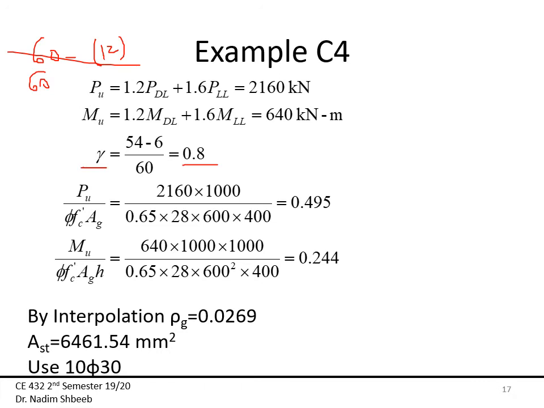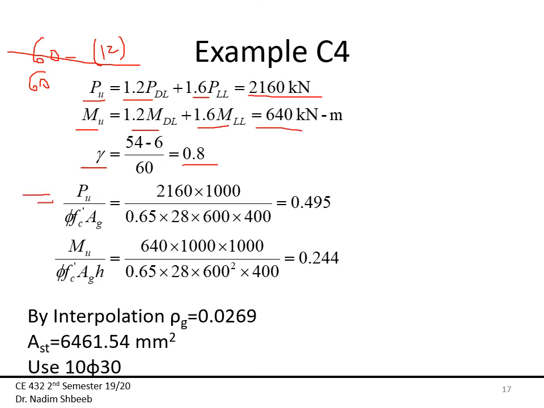Obviously, I also need to find out what my P ultimate and my M ultimate is. So I'm going to use the same equation, which is 1.2 dead plus 1.6 live. So this is about 2,160 kilonewtons. The ultimate moment, again, 1.2 dead plus 1.6 live. This is going to be 640 kilonewton meters.